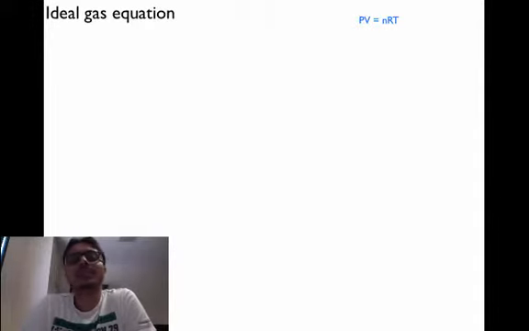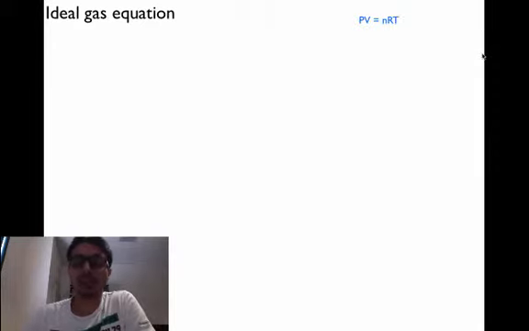The relationship between pressure and velocity is also given using something called the ideal gas equation. It says that pressure is inversely proportional to velocity given a constant temperature. It also gives another important relationship. It says that pressure is directly proportional to temperature.